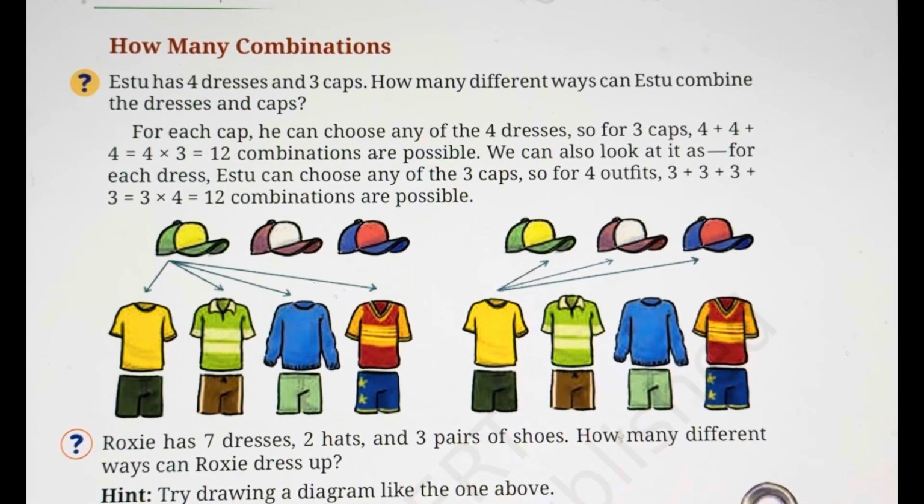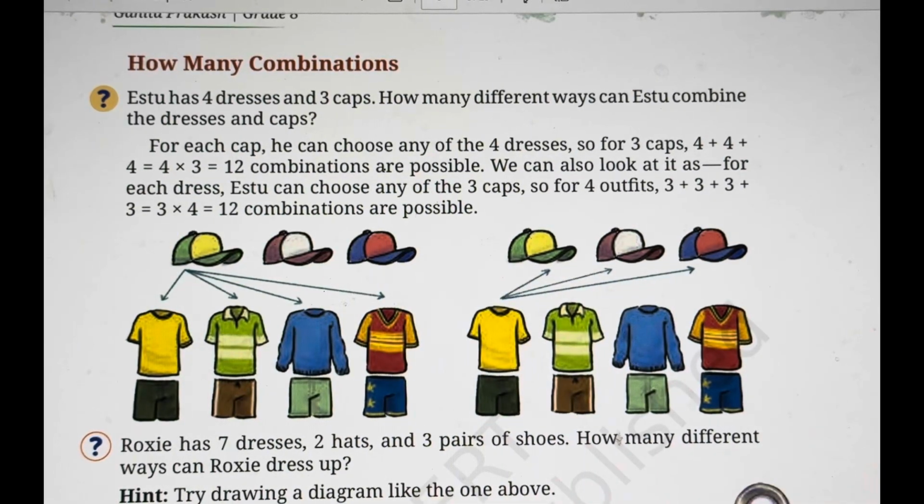In this video, we are going to continue with chapter number 2, Power Play of grade 8 Mathematics of the new NCERT textbook Ganitha Prakash. And we are going to talk about how many combinations in this particular video.